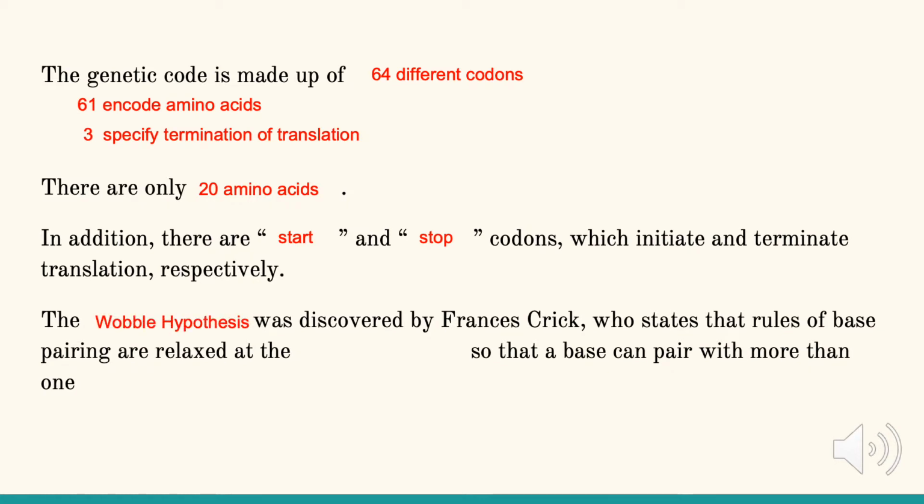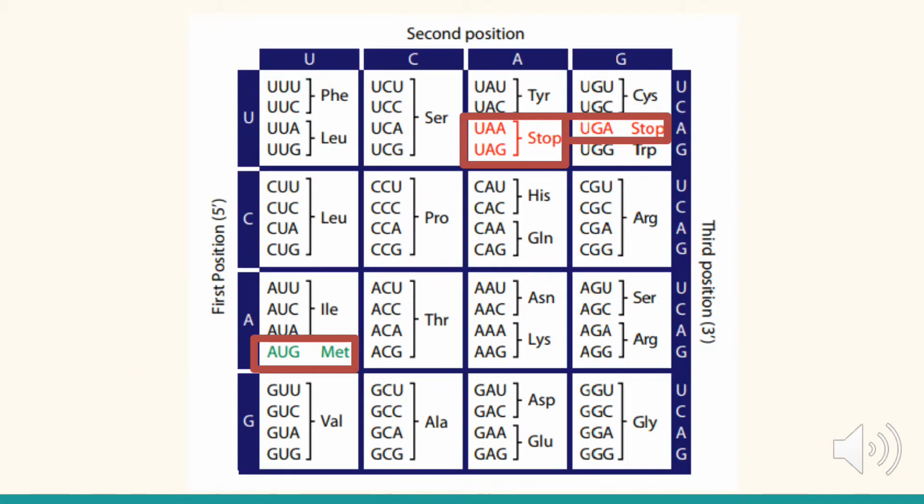The wobble hypothesis was proposed by Francis Crick, who stated that the rules of base pairing are relaxed at the 3rd position so that a base can pair with more than one complementary base. So this is what the genetic code looks like, and as you can see, the ones that are circled, AUG is a start codon, and UAA, UAG, and UGA are the 3 stop codons. And this code is also considered almost universal.